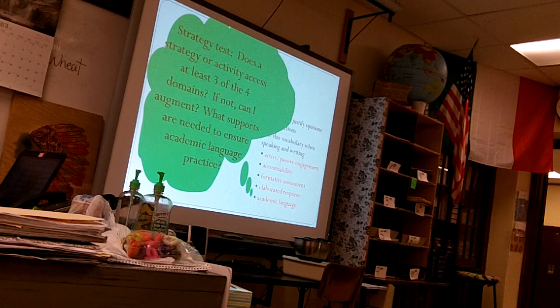Does the strategy or activity access at least 3 of the 4 domains? If not, how can I add it? It can be something as simple as having them turn and talk to their shoulder partner. Have them choral read, have them close read, whatever it is, so that they're actually speaking in some aspect.